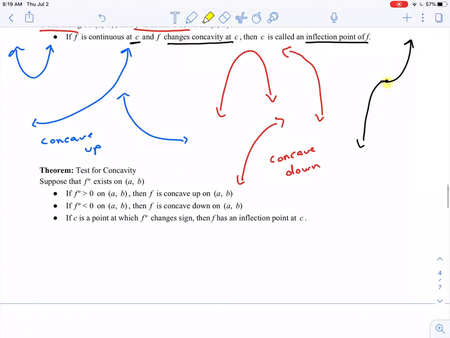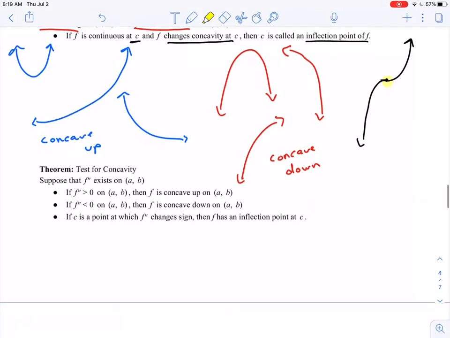So suppose that f double prime exists on some interval a to b. If f double prime is greater than 0, then f is concave up on a to b. And this should hopefully make sense here. f double prime is greater than 0. That's just the derivative of the derivative. So this is just another way to say f prime is increasing. So if the second derivative is positive, then our graph is concave up.